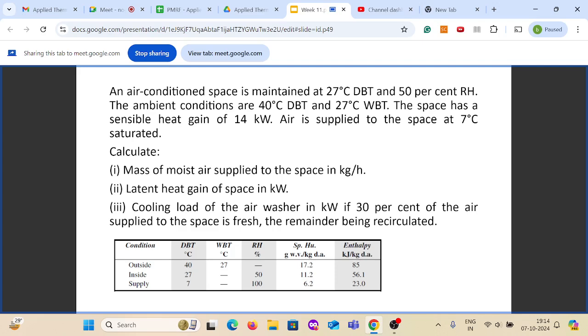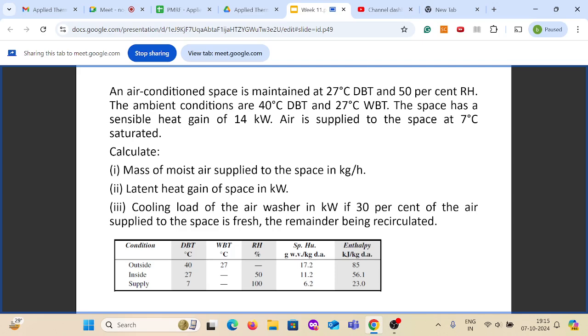So what is given is we have an air conditioned space, we have to maintain this at 27 degrees Celsius dry bulb temperature and 50% relative humidity. So that is fixed. So the ambient conditions are given. So that can also be located, which is 40 degrees Celsius dry bulb temperature. So that is the incoming air, and 27 degrees Celsius wet bulb temperature.